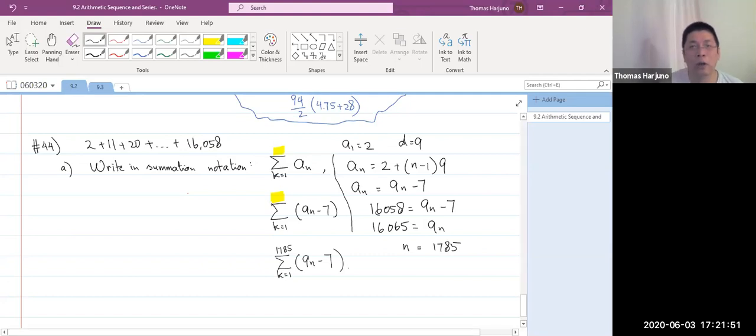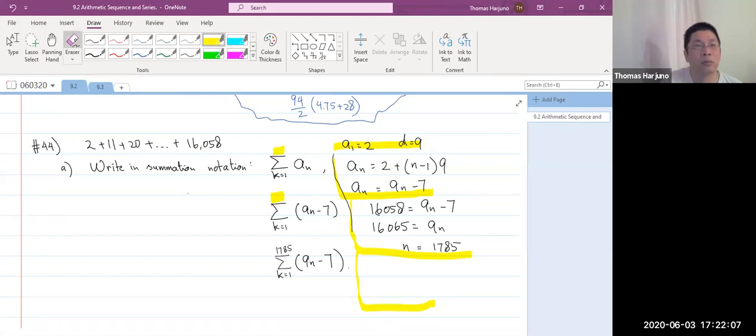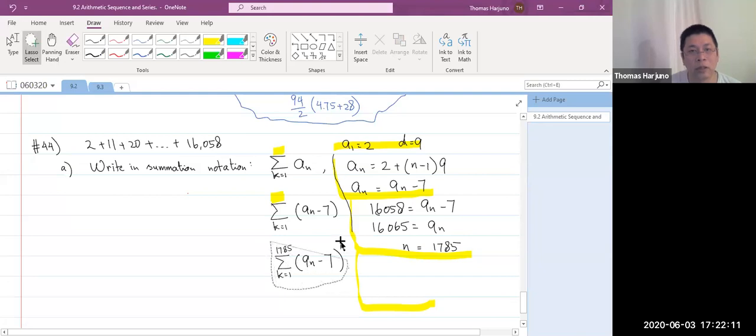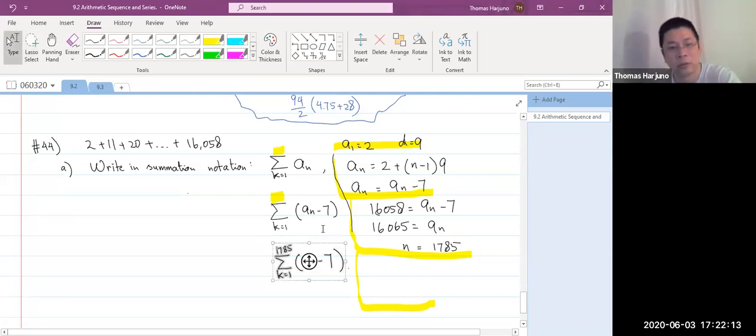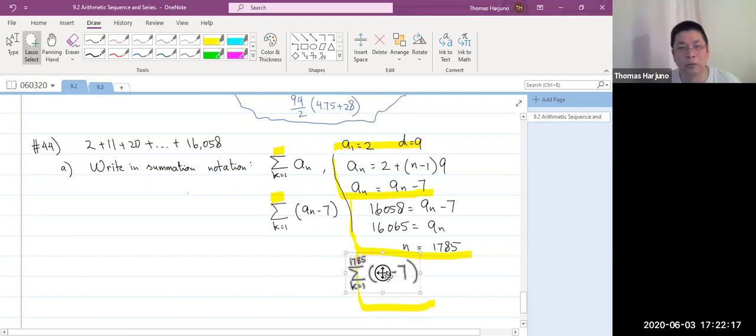Okay, so I get the general term first. Using this known, I get the general term, and then use that general term to see how many terms there are. Then we get our... maybe I pick and put it here. Okay, those are the steps.